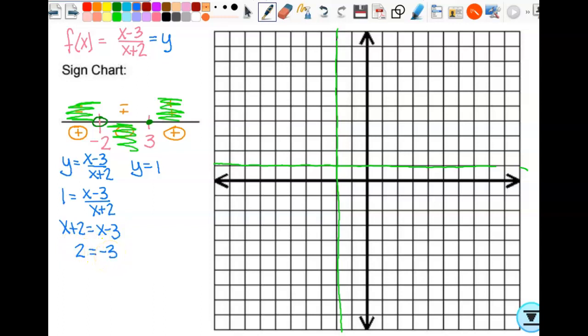Does that make any sense at all? 2 definitely does not equal negative 3. So if you get some nonsense like that, what that tells you is that they don't intersect. They're never going to have the same x value, okay? They're not going to intersect, is what I'm trying to say.